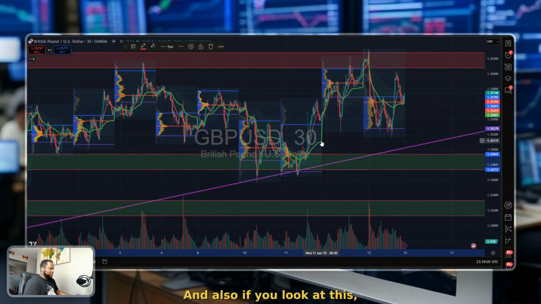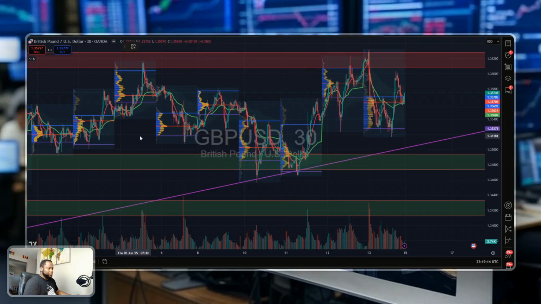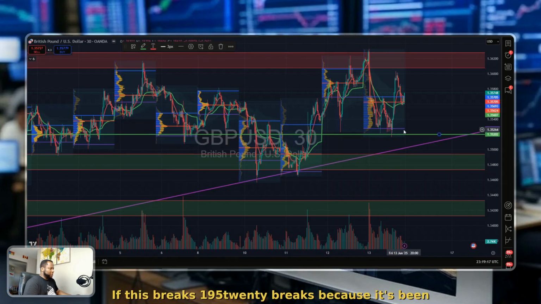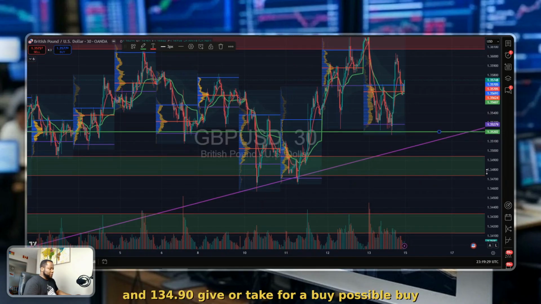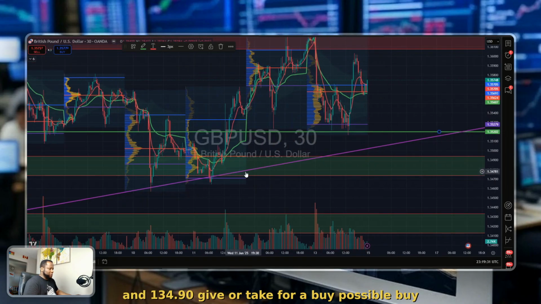And also, if you look at this right here, it is VWAP for the previous market session. I think the third market session before this closing. So picture perfect here, we have support. If this breaks, 135.20 breaks, because it's been there a couple of times, 1, 2, 3, and keep shooting up. If this support here breaks, then we're looking for price to come below 135 and 134.90, give or take, for a possible buy area.